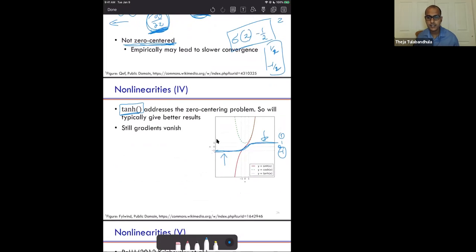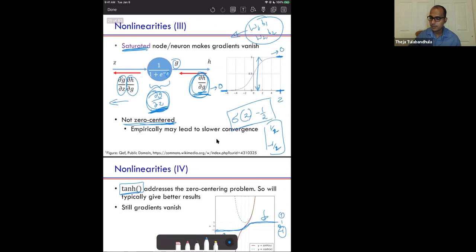So there's a question about whether there will be a problem if it's not centered at 0. No, it's not a problem as such. It's a property of this function. So essentially, you cannot expect.